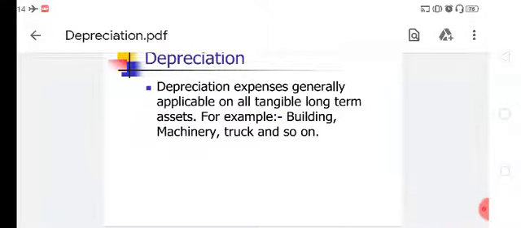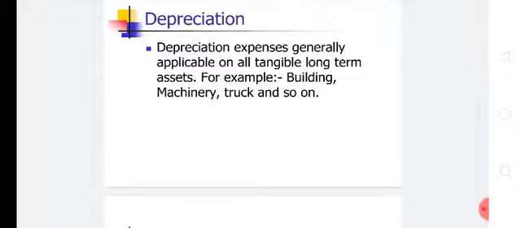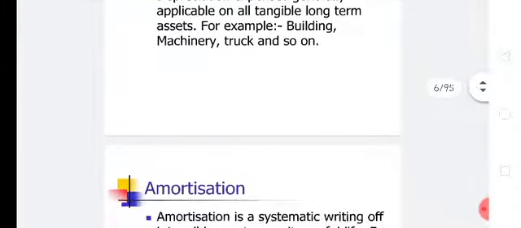So we have to charge depreciation on all the tangible assets, but they must be long term. So depreciation is only for fixed assets, not for any other assets.